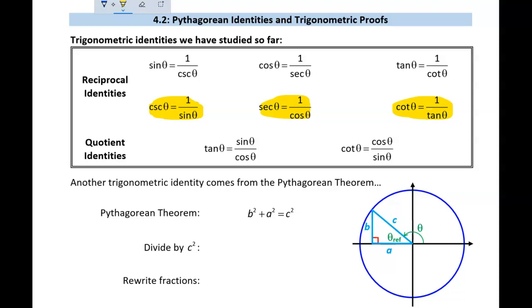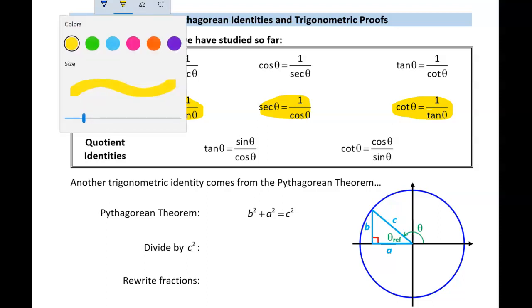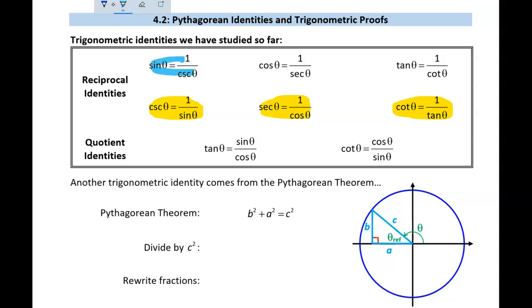So to say that cosecant is the reciprocal of sine is actually the same as saying that sine is the reciprocal of cosecant. So I don't want you to treat these two as if they're different identities. I'm stating them as 6 identities, but you just have to remember that there are 3 reciprocal pairs. So if secant is 1 over cosine, then cosine is 1 over secant. And if cotangent is 1 over tangent, then tangent is 1 over cotangent.